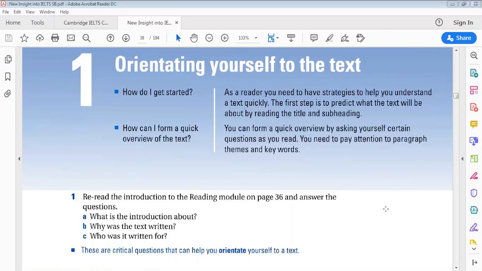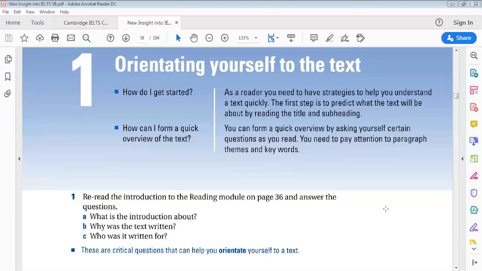As a reader, you need to have strategies to help you understand a text quickly. The first step is to predict what the text will be about by reading the title and subheading. So we have to predict and we have to have a strategy to help us understand the text. What we have to predict is what the text will be, and we predict this by reading the title and then the subheading.